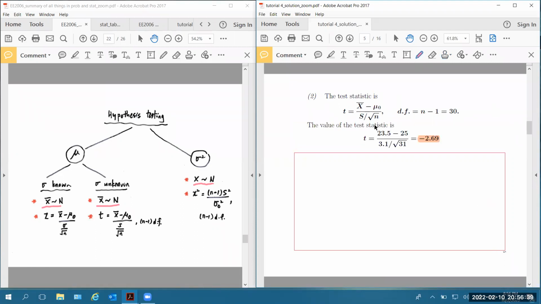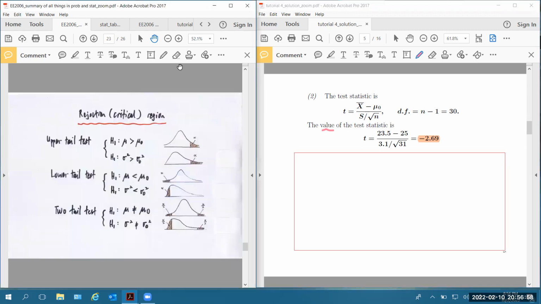So we just go and put in the numbers. Then what we are getting is called the value of the test statistic. So we put in all the numbers, and we get this thing here, right? Then the next thing is step 3. So we are going to draw the rejection region.